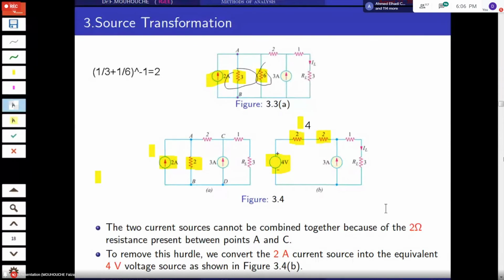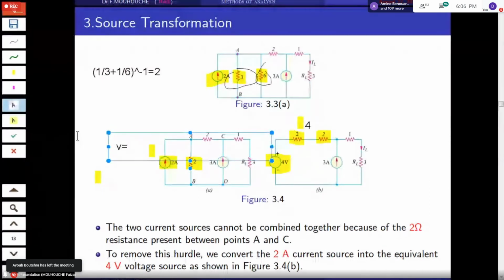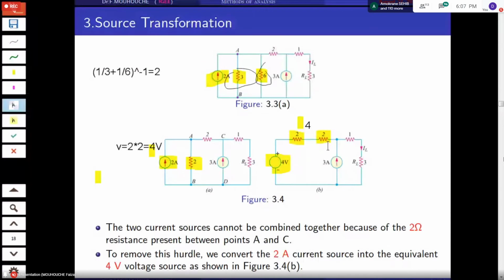Okay, here we have 2 in parallel, and the equivalent is 2 ohm. Here we reach the current source in parallel with the resistance of 2 ohm. And here we can also convert it to a voltage source in series with resistance, so that V equals 2 multiplied by 2, which equals 4 volts. As shown here.